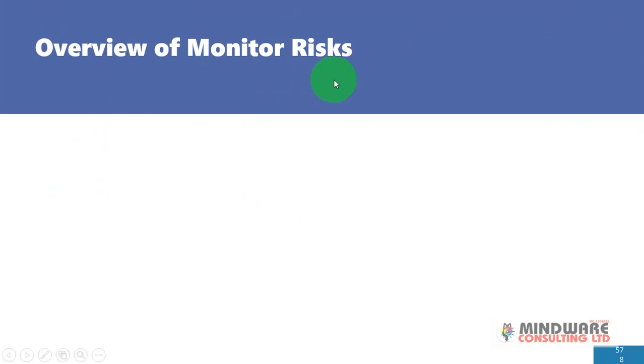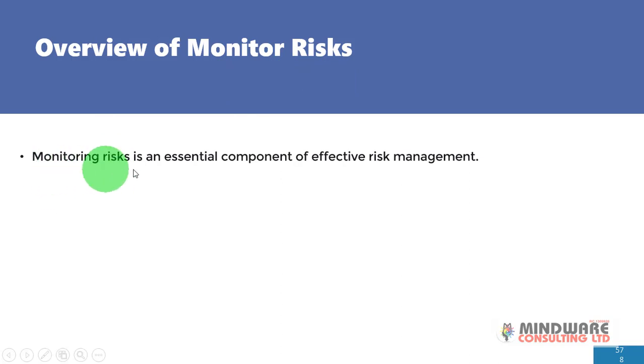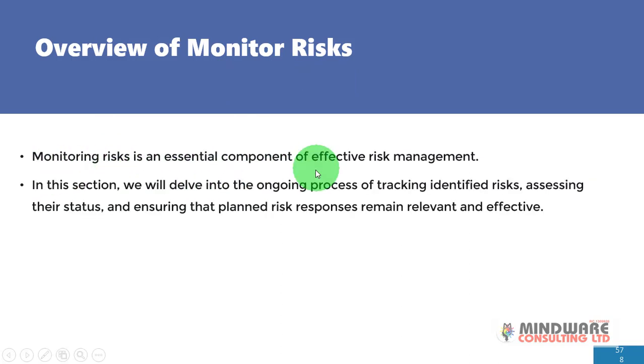So an overview of the monitor risk process. Monitoring risk is an essential component of effective risk management. In this section, we'll delve into the ongoing process of tracking identified risks, assessing their status, and ensuring that planned risk responses remain relevant and effective. Right? So this has to do with tracking the risks.